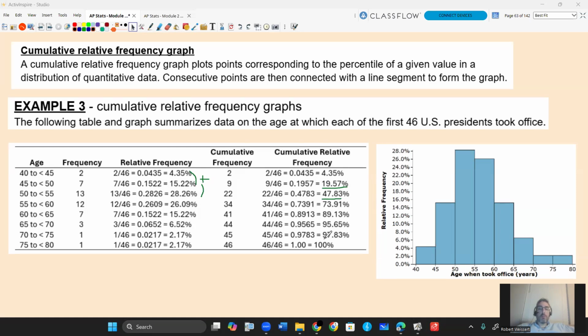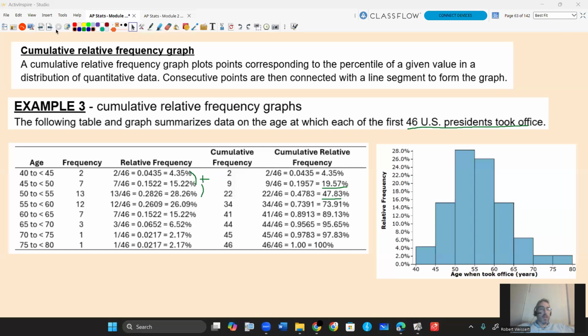Cumulative frequencies are helpful to help determine where a percentile is. So for instance, the 95th percentile would be somewhere between 65 and 70 for that age. In this case, we're talking about the age of US presidents when they took office, the first 46 presidents. You can see that distribution is slightly skewed to the right, peaked at around between 50 and 55.